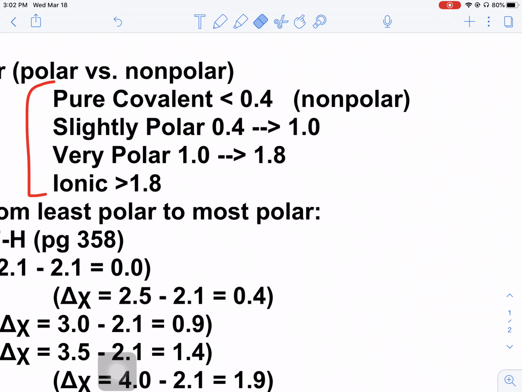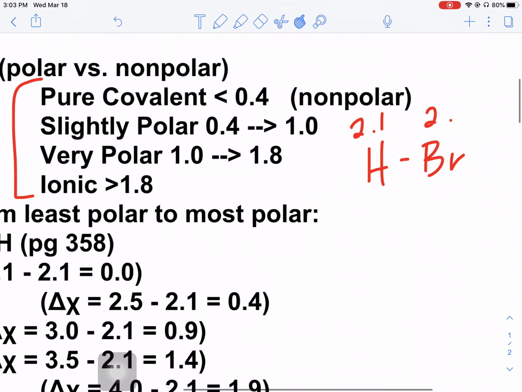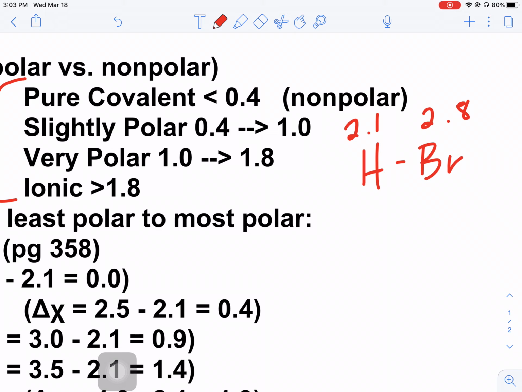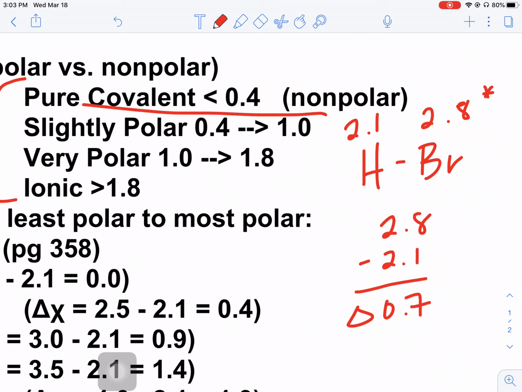All right, let's do another example here. Let's do hydrogen bromide: hydrogen connected to bromine by a single covalent bond. I'm pulling the electronegativities from memory, so I could be off a little bit. I do believe that bromine is about a 2.8. So we look at the difference here. I always take the bigger number first. So 2.8 for bromine minus 2.1 for hydrogen, a difference of 0.7, and that would put us in the category of slightly polar. So hydrogen bromide would be a slightly polar covalent compound.